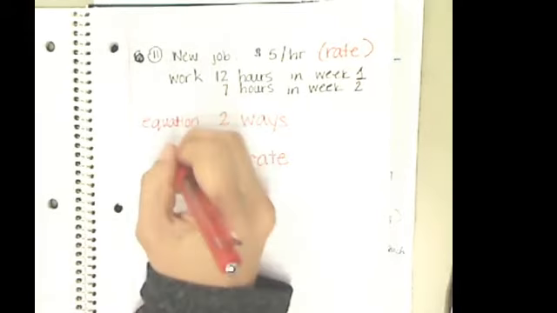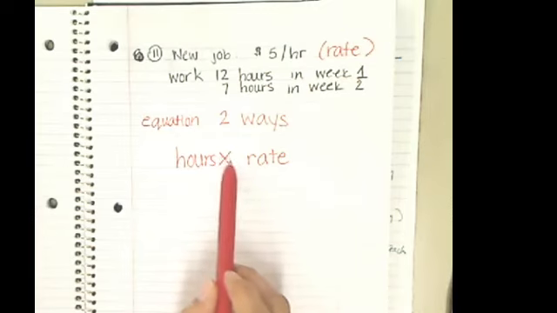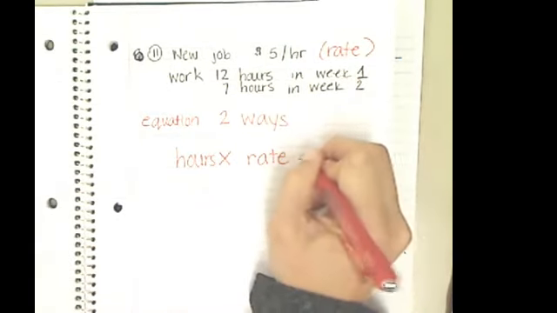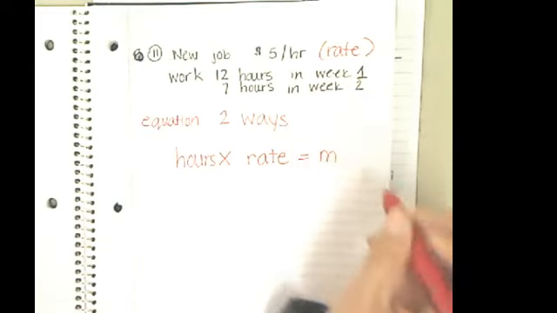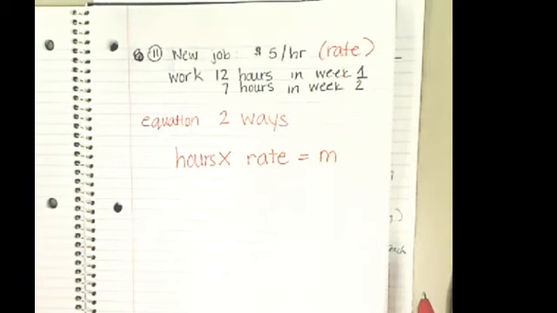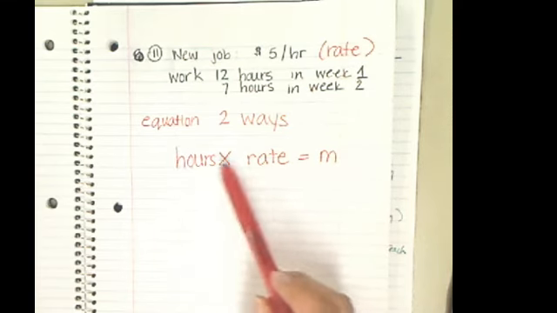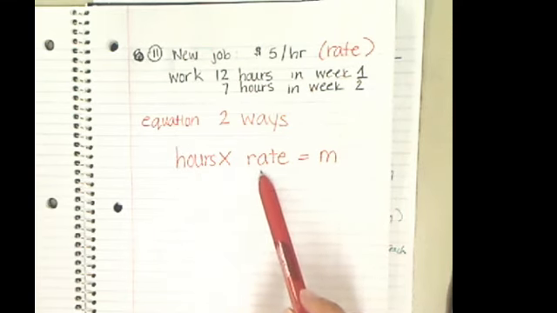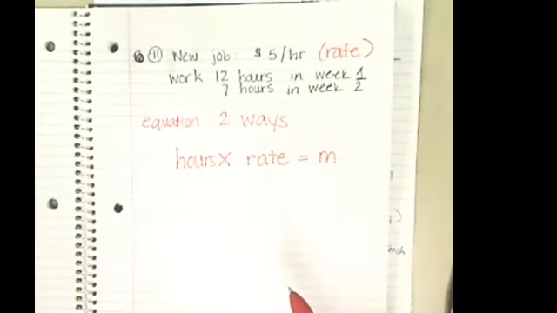So, however many hours you worked times how much you get paid for every hour, that's going to give you the total amount of money you are going to be paid. So, let's use this concept. How many hours did I work times the number of dollars I get paid for every hour? How much is that altogether?